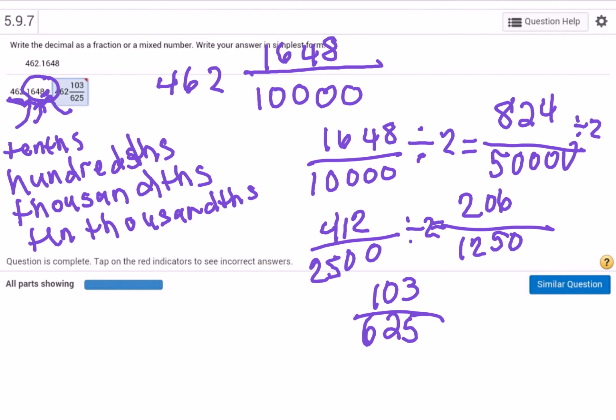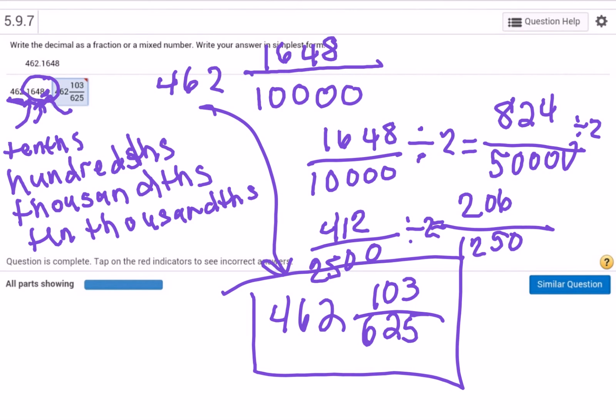Now at this point, you might want to look and say, okay, well now I know they're not divisible by 2 anymore because the last digits are odd. The bottom would be divisible by 5, but the top's not. And you could also use prime factorization to see if they have any common factors. But at this point, 1648 over 10,000 reduced to 103 over 625. And then don't forget that whole part, you need to bring it down. And then your final answer is going to be 462 and 103 over 625.